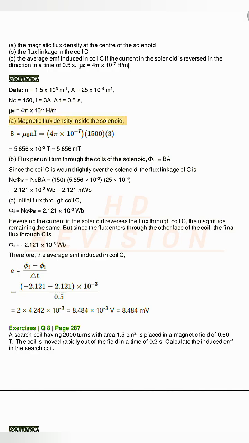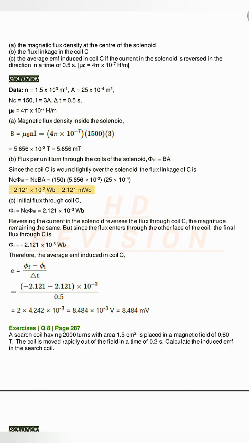A. Magnetic flux density inside the solenoid equals 5.656 times 10⁻³ T equals 5.656 mT. B. Flux per unit turn through the coils of the solenoid, phi m equals BA. Since the coil C is wound tightly over the solenoid, the flux linkage of C is NC phi m equals NC B A equals 150 times 5.656 times 10⁻³ times 25 times 10⁻⁴.